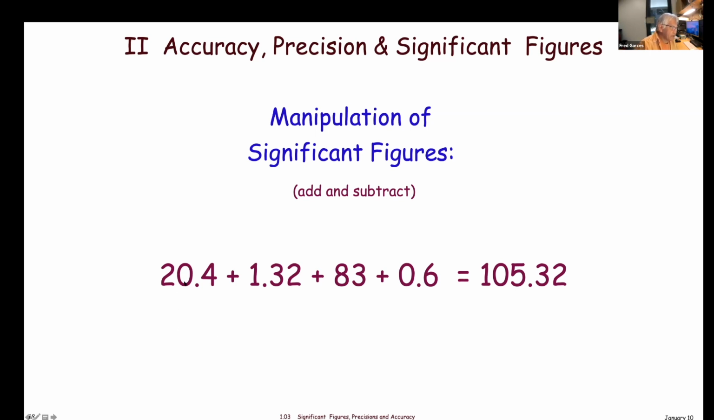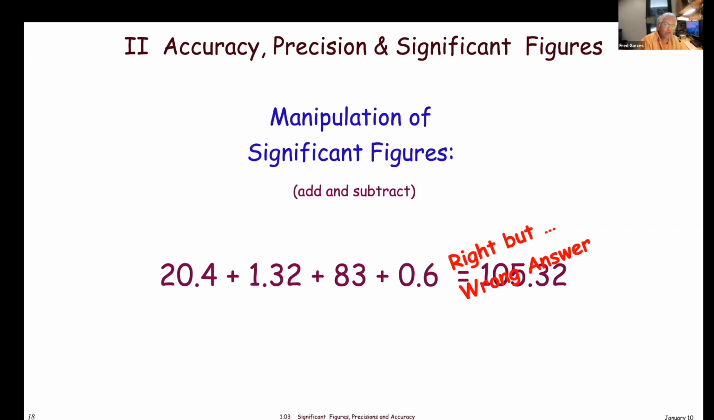You see right here, this has 3 significant figures. This has 3 significant figures. This has 2 significant figures. This has 1 significant figure. If I were to ask you to add this all up in your calculator, you'll come up with 105.32. But if you wrote that in your answer key, I would mark you wrong. And the question is, why is it wrong? Even though that's what the calculator says.